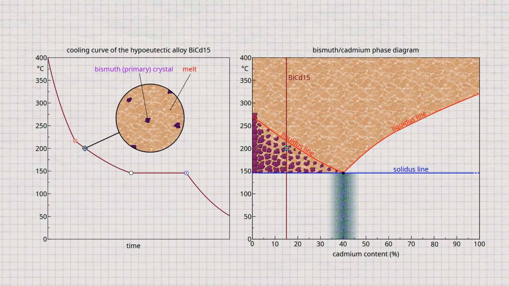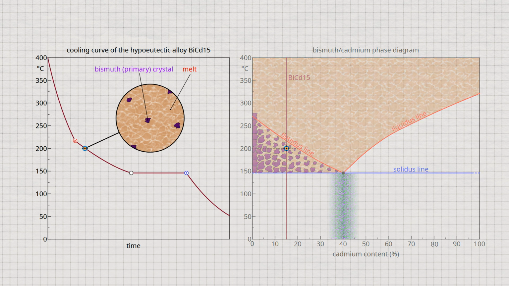As cooling continues in the two-phase region, more and more bismuth atoms from the residual melt attach themselves to the already existing crystals. As a result, the concentration of bismuth atoms in the residual melt decreases and the cadmium content of the melt continuously increases. As explained in the video on solid solution alloys, the chemical composition of the residual melt can also be determined from a phase diagram in this case.